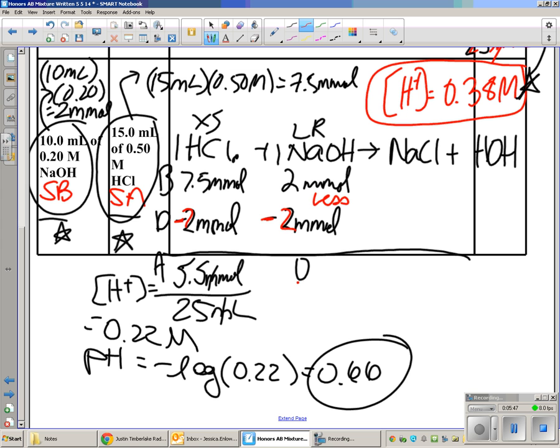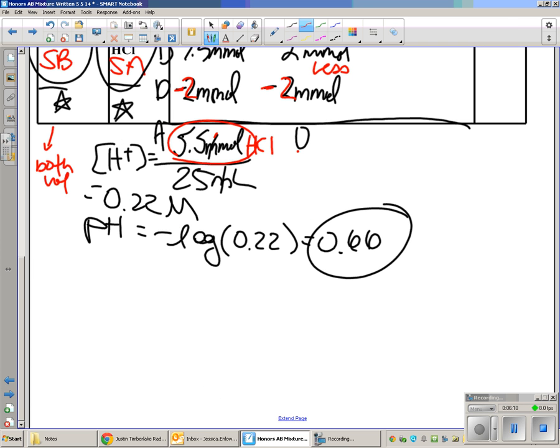This will run out by only consuming 2 millimoles of that acid, because it's a 1-to-1 mole ratio as indicated by the BCE. You're left with 5.5 millimoles of the acid, 5.5 millimoles of HCl specifically here, divided by my total 25, which was just taking both the volumes and adding them together. Dividing by 25 milliliters, I'm allowed to cancel out milli of the millimoles and milli of the milliliters, and that gives me moles per liter, which is molarity. I get 0.22 molar, and then plug that into the pH calculation, and I get 0.66 as my pH.